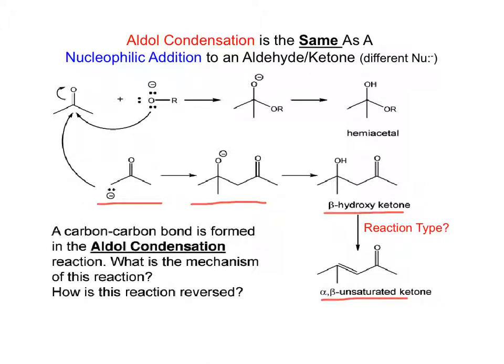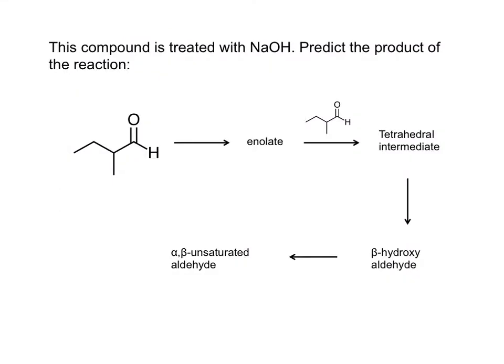So stop the video and identify this reaction type. So this reaction type is an elimination reaction. So let's practice an aldol condensation reaction. This compound is treated with sodium hydroxide. Stop the video and draw the structure of the enolate ion, the tetrahedral intermediate, the beta hydroxyaldehyde, and finally the alpha-beta unsaturated aldehyde. So I hope you got these structures.